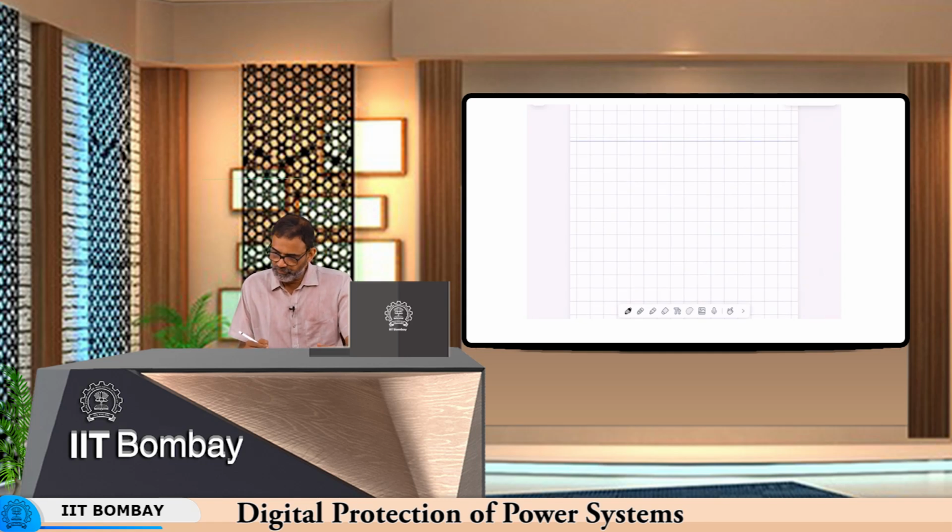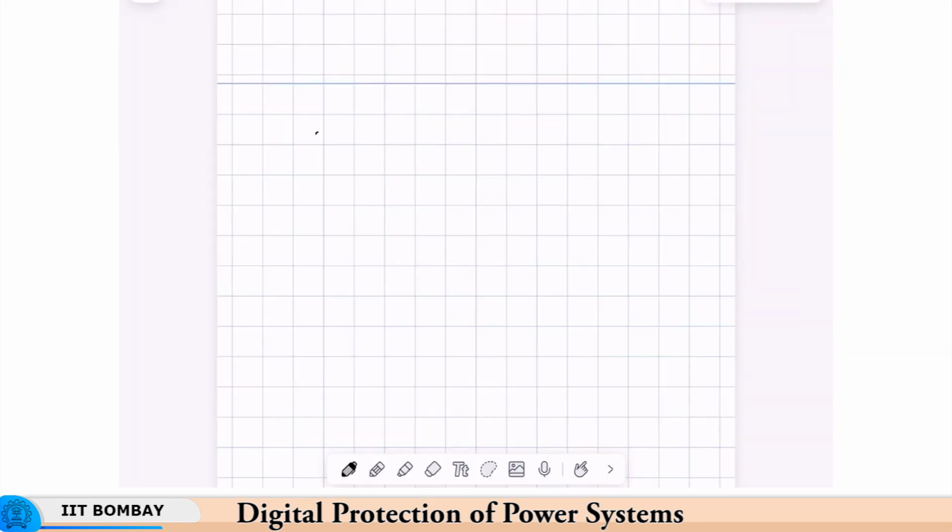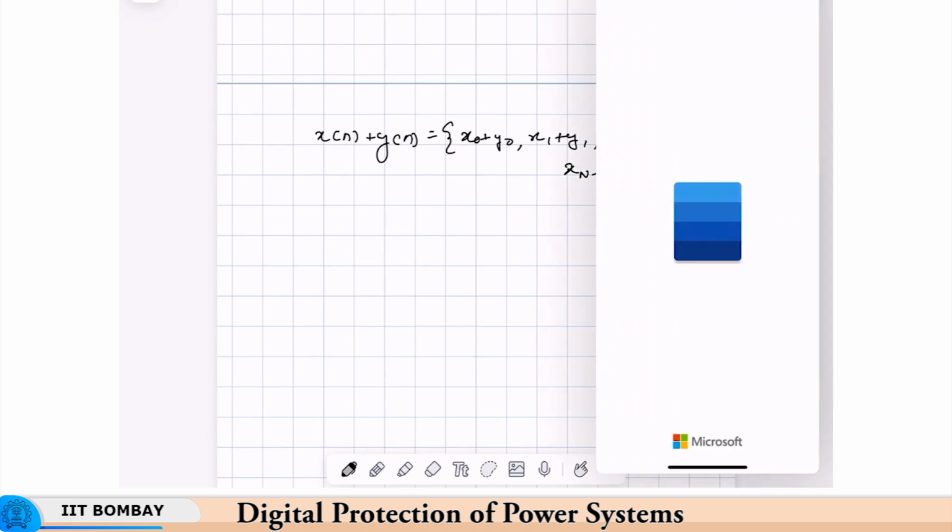Okay. So, if you add the samples in the time domain, the frequency domain output also gets added. Okay. So, what do you have? We had x n plus y n is equal to x 0 plus y 0, x 1 plus y 1, x 2 plus y 2, and so on up to x n minus 1 plus y n minus 1. This is the sample set.